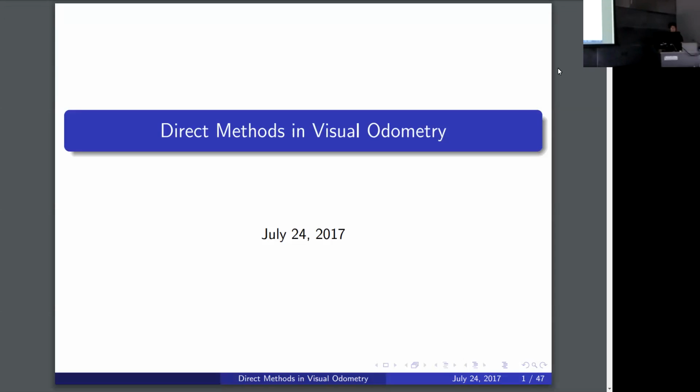Today I'm going to go over direct methods in visual odometry. I'll go through the very basics of why we want to do visual odometry, followed by the difference between feature-based and direct, and then move on to several state-of-the-art algorithms like semi-dense visual odometry, SVO, and DSO.